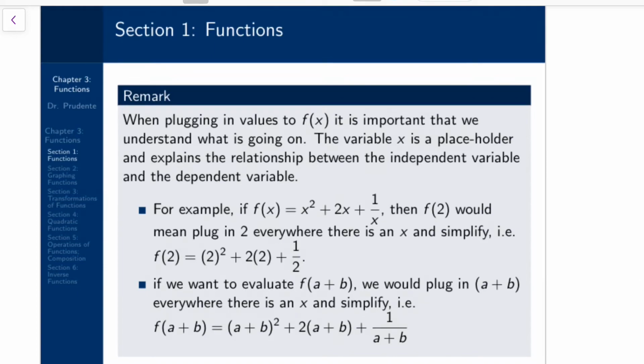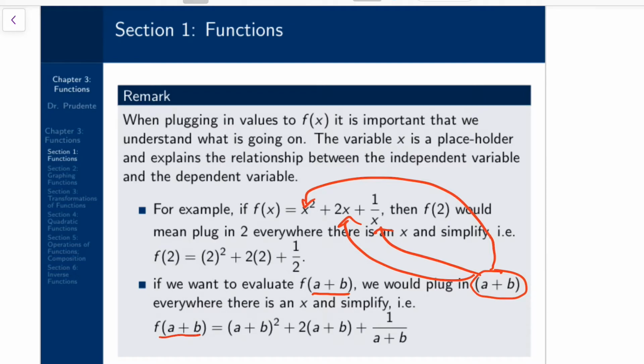That applies to anything. So if we want to evaluate something like f of a plus b, then what we're going to do is plug the entire quantity a plus b everywhere there's an x, right? With parentheses around it. So what we would actually get is f of a plus b is the quantity a plus b squared plus 2 times the quantity a plus b plus 1 over the quantity a plus b. Right, that's a very important thing as we move forward, and we want to make sure we get that.